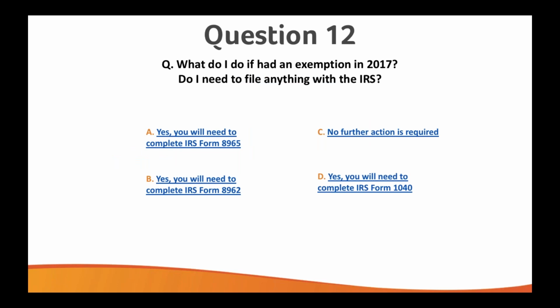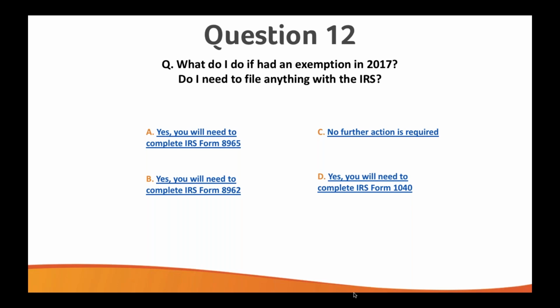Question number 12. What do I do if an exemption was granted in 2017? Do I need to file anything with the IRS? A, yes, you'll need to complete an IRS form 8965. B, yes, you'll need to complete an IRS form 8962. C, no further action is required. And D, yes, you'll need to complete an IRS form 1040.